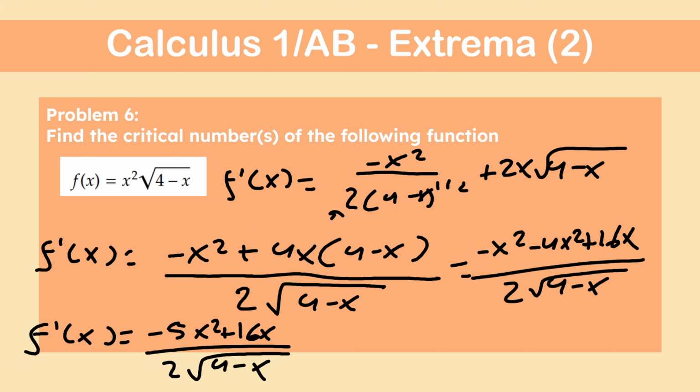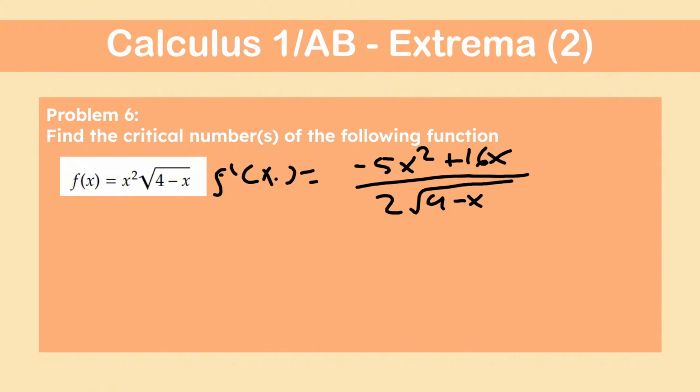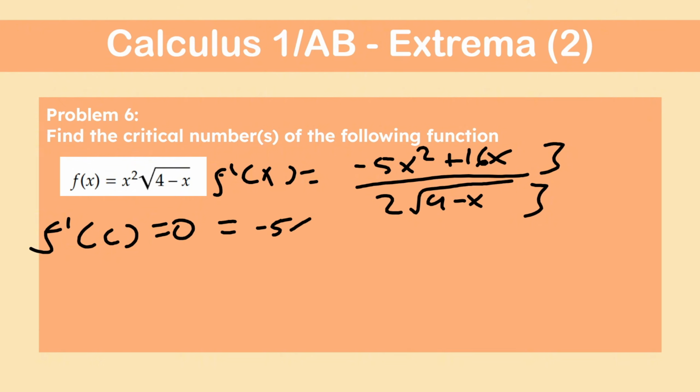I'm going to make some more room. Okay, so we're going to find the critical numbers. To find when f prime of x is equal to 0, we're going to deal with the numerator. But when we look for when it's undefined, we're going to look at the denominator. So let's look at when it's equal to 0. F prime of c is equal to 0. We can multiply this bottom part into 0 and still be 0. So it'll be negative 5x squared, sorry, negative 5c squared plus 16c.